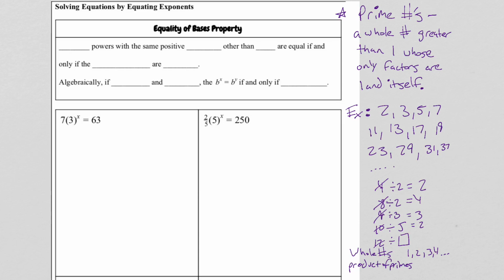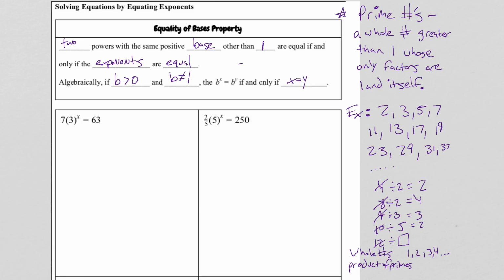So let's begin with this notes part. Two powers with the same positive base other than 1 are equal if and only if the exponents are equal. Algebraically, if b is greater than 0 and b is not equal to 1, then b to the x is equal to b to the y if and only if x equals y. And I'll tell you why that's significant.